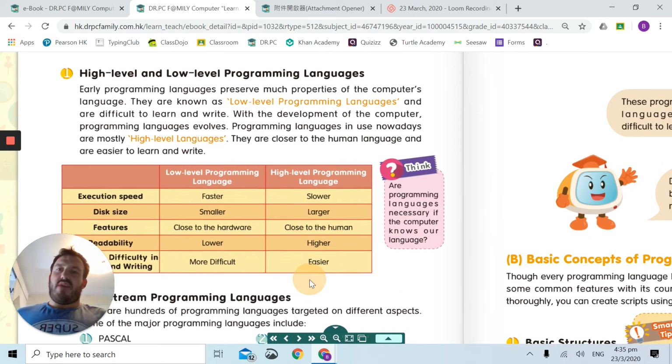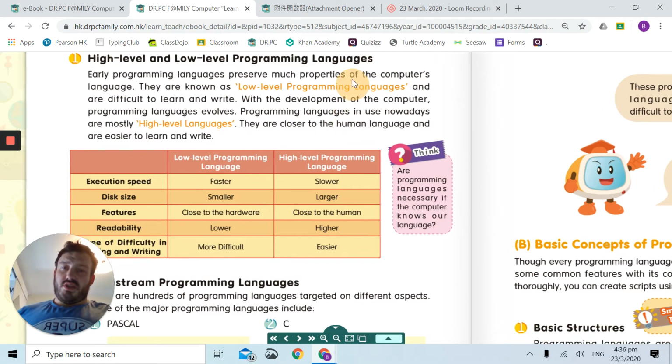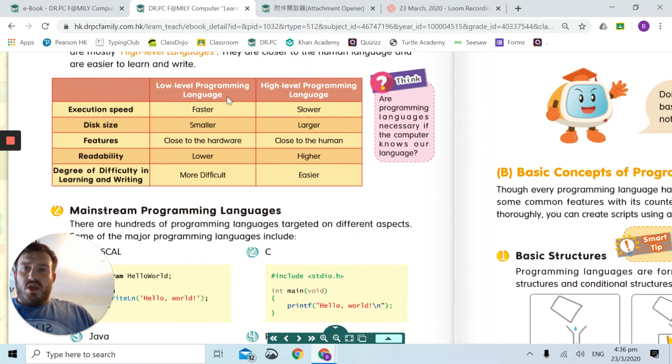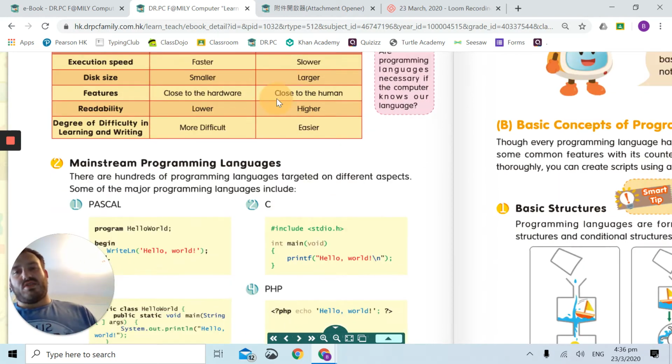So, high level and low level programming languages. Early programming languages preserve much of the properties of the computer's language. They are known as low level languages and are difficult to learn and write. With the development of computer programming languages, nowadays they are mostly high level languages. They are closer to human language. So low level is faster, high level is slower. The disk size can be much smaller, whereas a high level program takes up much more space. The readability is lower, which makes it more difficult, whereas the readability is higher, making it easier. Okay, so you can see how they're referenced.